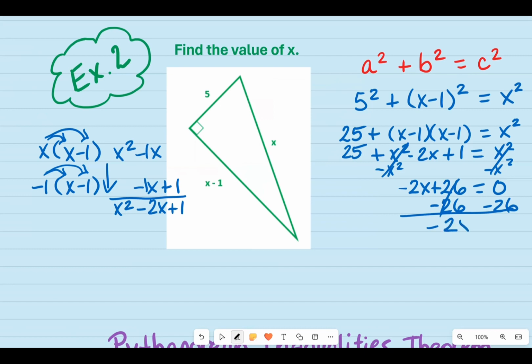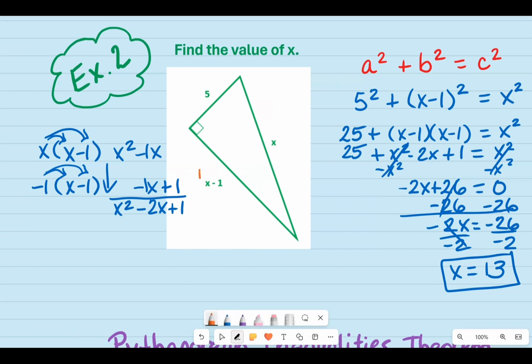Negative 2X is equal to negative 26. And then I want to divide both sides by negative 2. Therefore, X will actually be positive 13. That's my final answer.